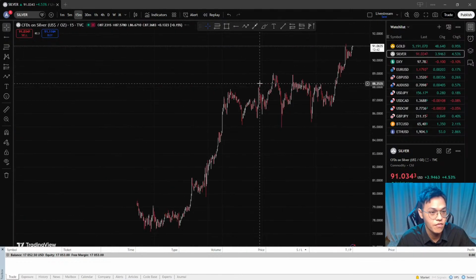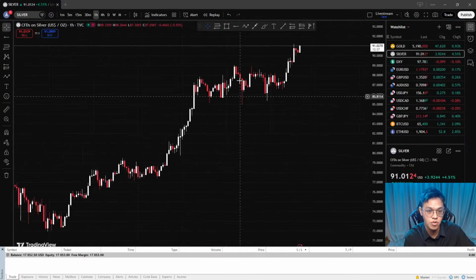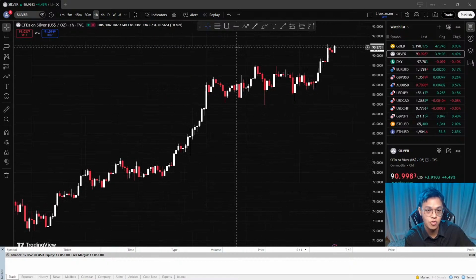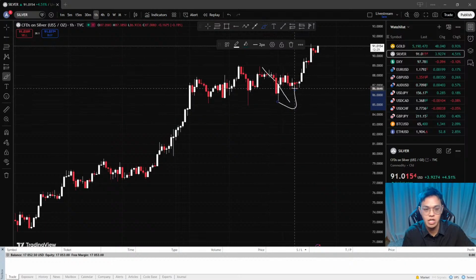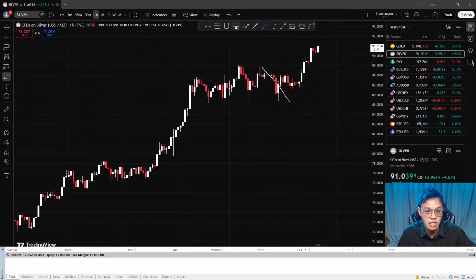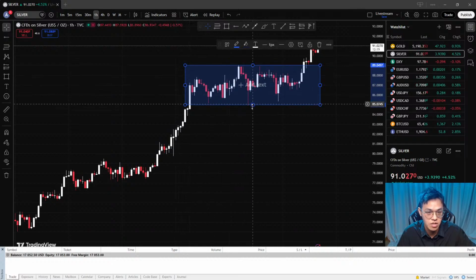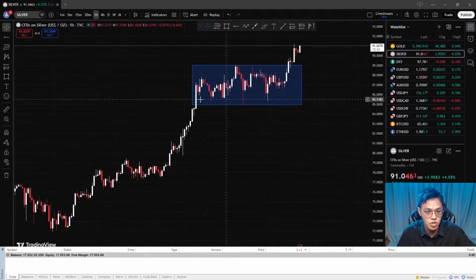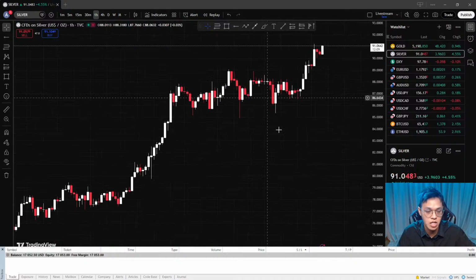If you look at the silver, yesterday the price was also ranging, okay, but the price didn't drop much. The price is still trading within this range, so there's no breakout structure, because the price didn't break the support level.